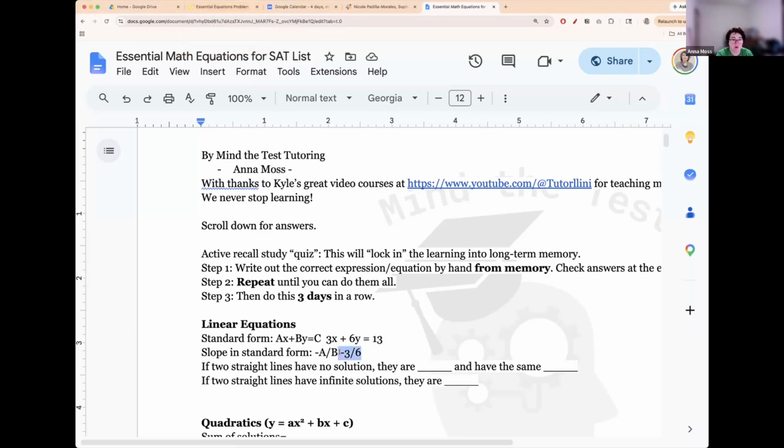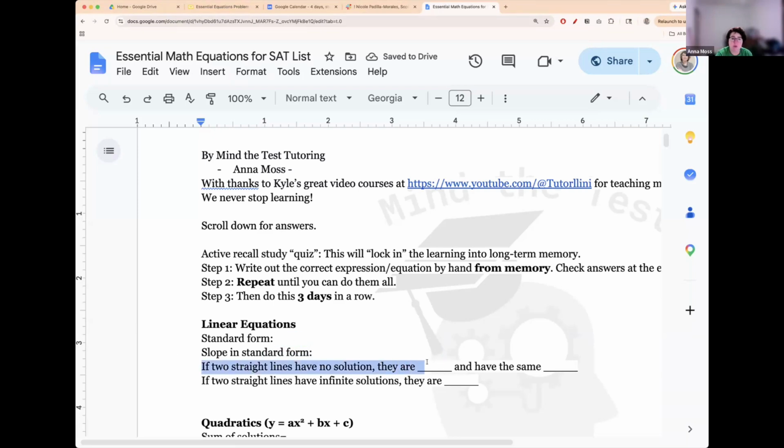If we do another, let's say we have something like, I don't know, 15x minus 10y equals 10. Okay, negative a is negative 15 over b is negative 10. So negative 15 over negative 10, which I guess would be 15 over 10, which if we divide by 5 would be 3 over 2. Yeah, not 1/2. So that is the first equation, and we'll do some problems with that later.